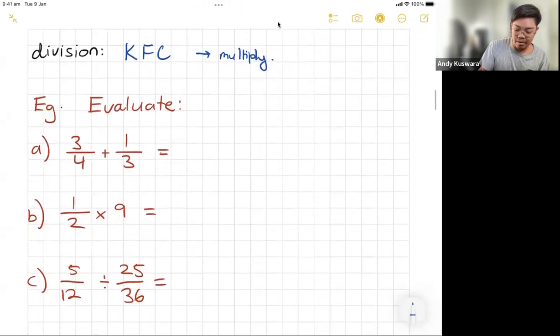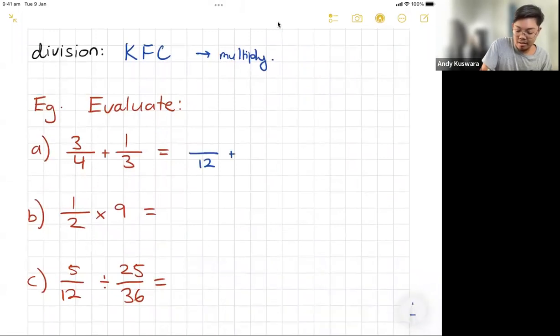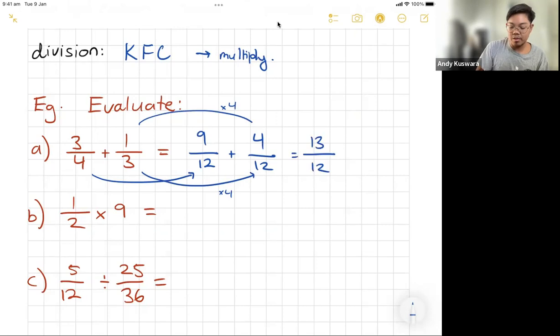So for this one here, if I've got something like this, I'm going to need a common denominator. Now I can see between 4 and 3, my lowest common multiple would be 12. So how many times will 4 go into 12? 3. 3 times 3 is 9. And then 1/3 would be the equivalent of 4/12. By doing the same thing, if I go times 4 here, I'm also going to go times 4 there. And so now I've got them in the same denominator. 9 plus 4 is 13 over 12. I can leave my answer just like that.